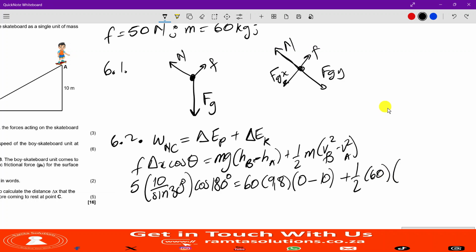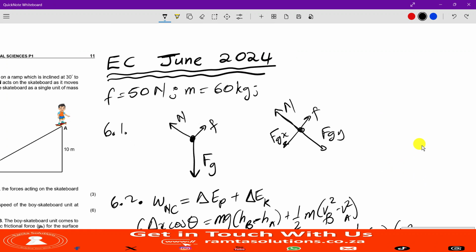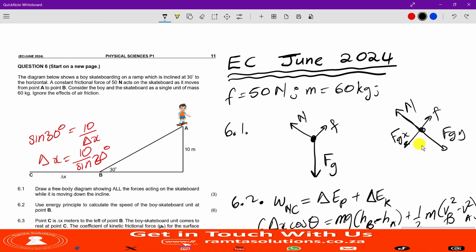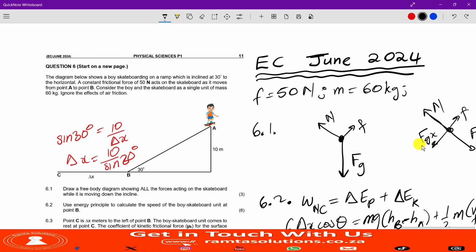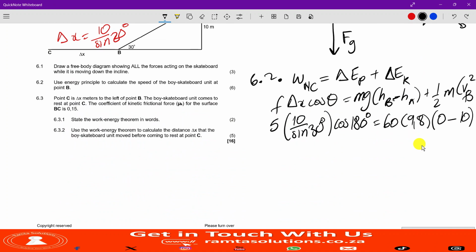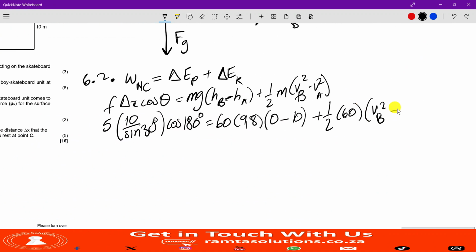Plus half, the mass is 60 kilograms, times the speed at point B, which is what we are looking for, squared, minus the speed at point A squared. What is the speed at point A? It's not given, so we will take it as 0.